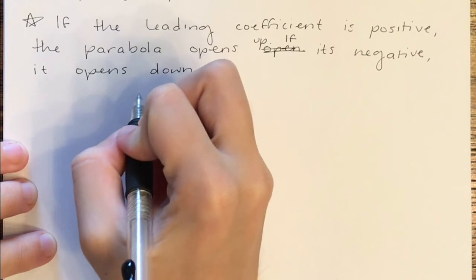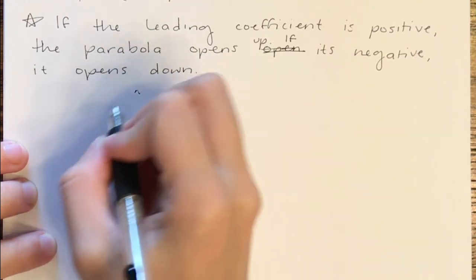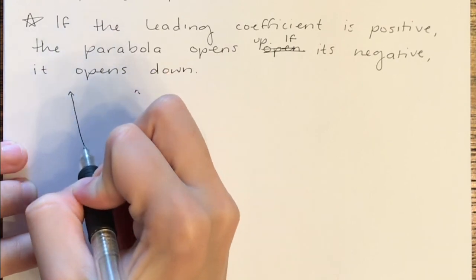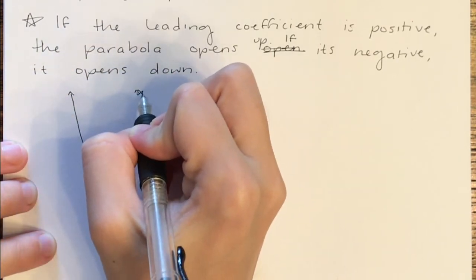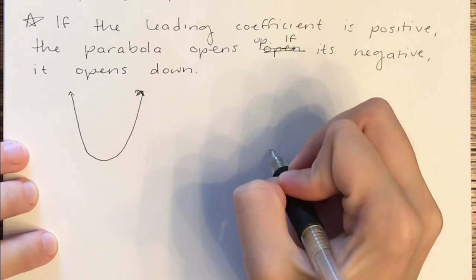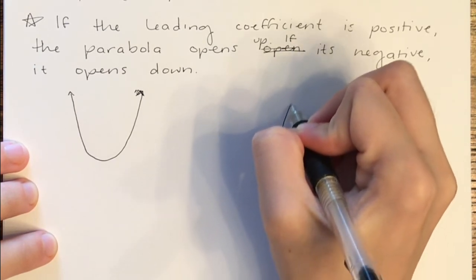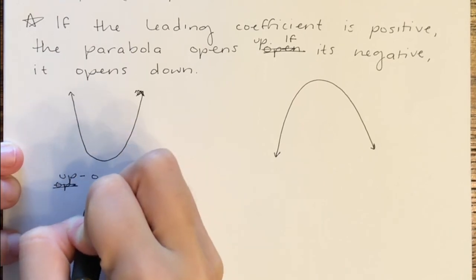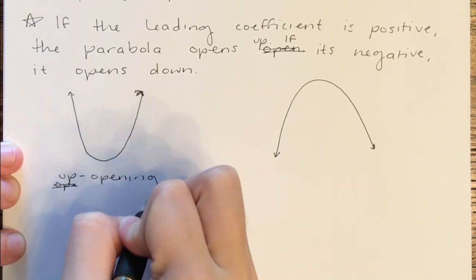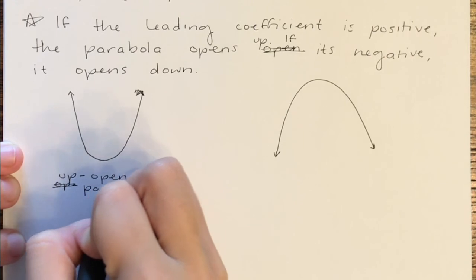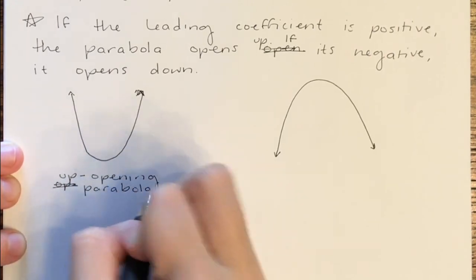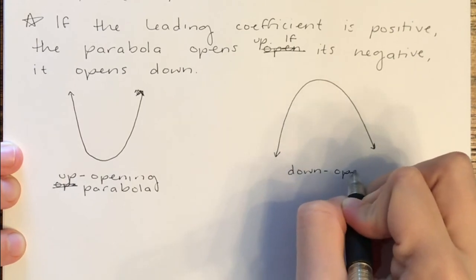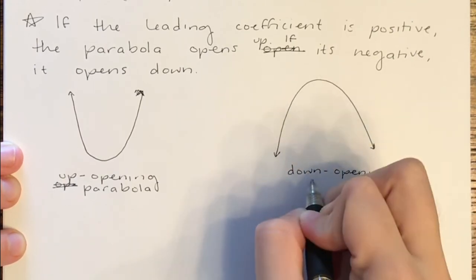What do parabolas look like? Well, parabolas can either, again, be facing up, right? They're these U shapes, or down. This is an up opening parabola. This is a down opening parabola.